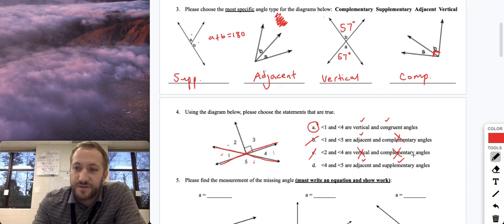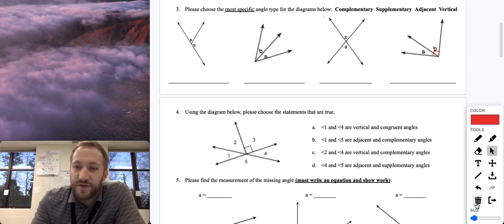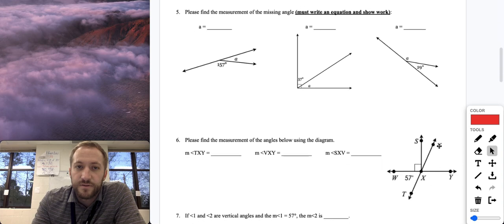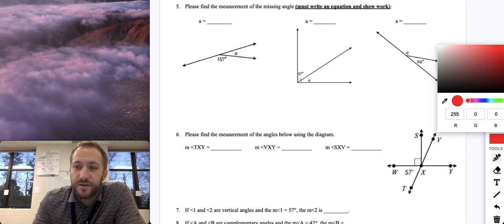Let me scroll down a little bit. There we go. Let me give that an erase too. All right, number 5. Move that out of the way.